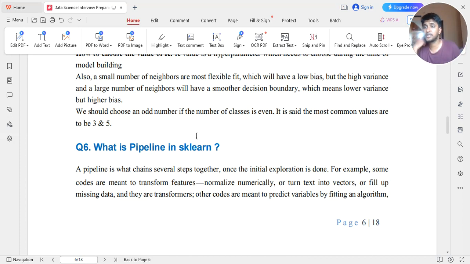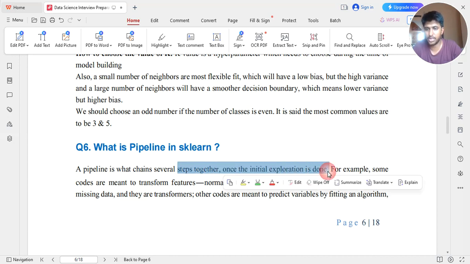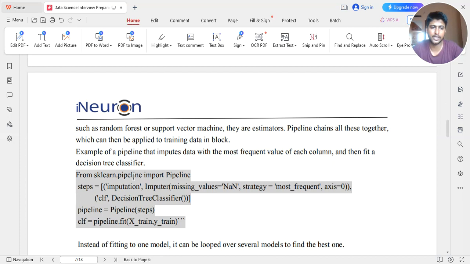What is a pipeline in sklearn? A pipeline chains several steps together. For example, some code is meant to transform the features into vectors, turn text into vectors, or fill up missing data, and those are the transformers. Other code may be meant to predict the variables by fitting an algorithm, such as random forest or support vector machine, and those are estimators. A pipeline chains all this together, which can be applied to the training data in a block.